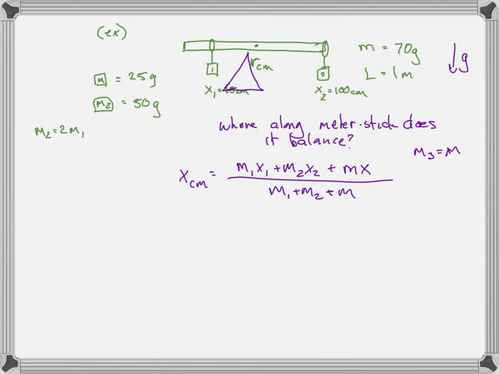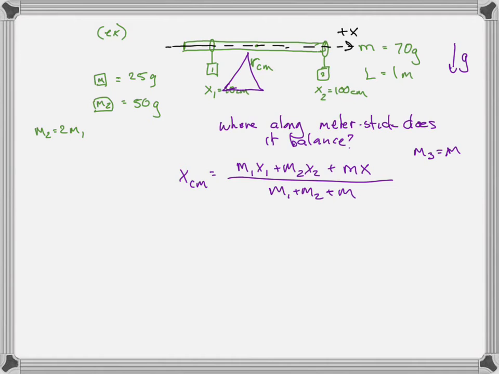So now, how do we do this problem? It seems obvious, but let's be very clear that the first thing you have to do is define your x-axis. Because we are going to try to balance it at the meter stick, the x-axis is going to be along the meter stick. I'll just draw it to the right. It doesn't matter if it's to the right or to the left.